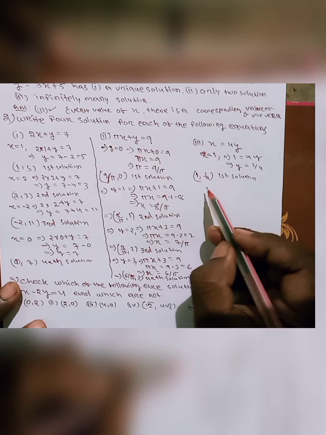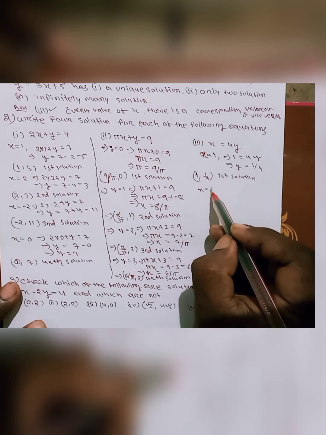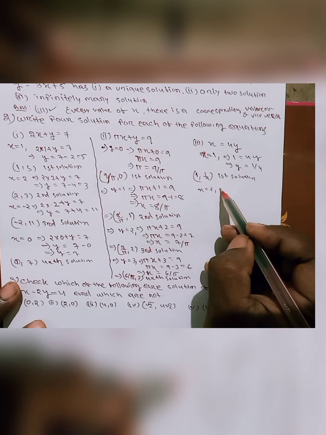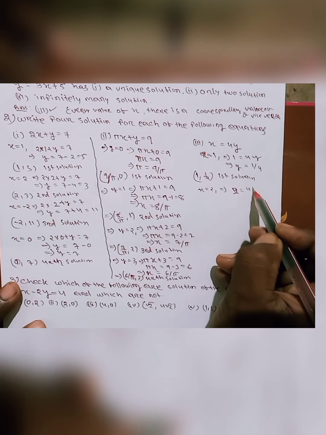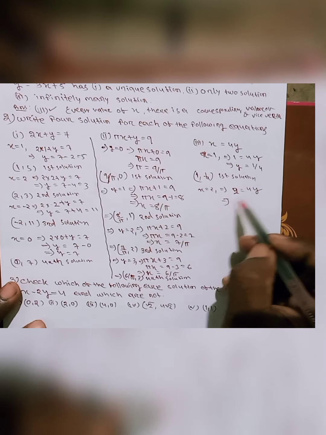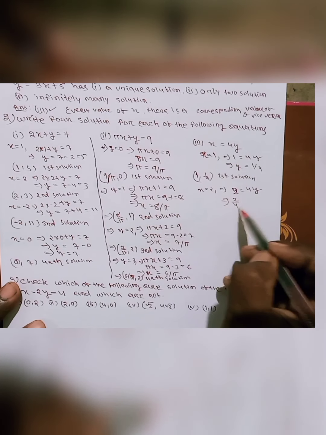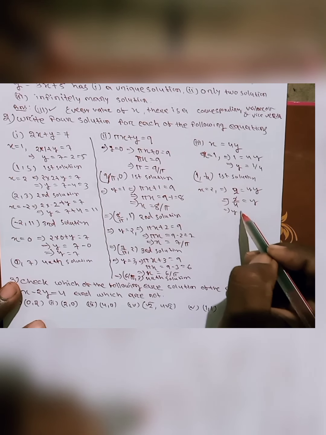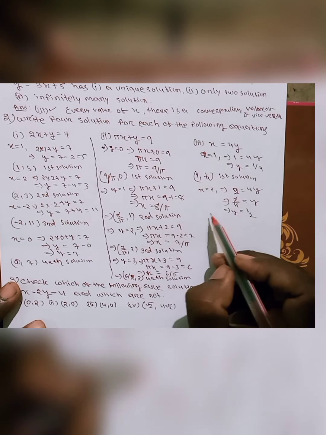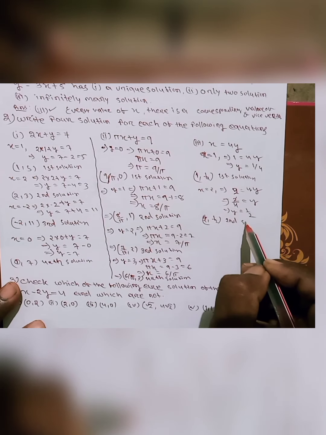Second, take x is equal to 2. Then put the value in the given equation. 2 is equal to 4y, which implies that taking 4 to the left side, 2 by 4 is equal to y. 2 by 4 means 1 by 2, so y is equal to 1 by 2. So write the pair of values x is 2 and y is 1 by 2. Second solution.